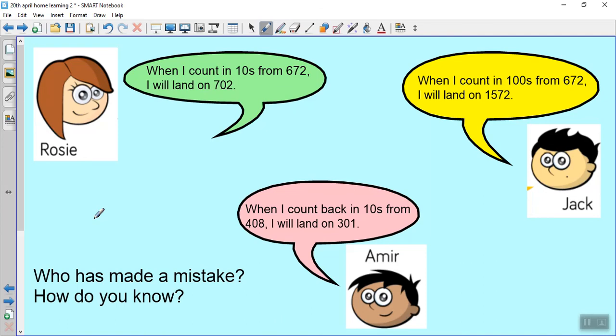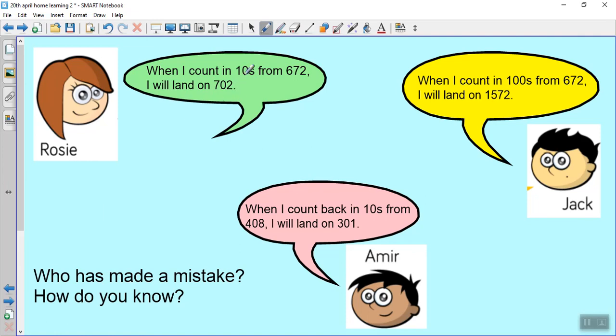Okay, have a go at this one. We're nearly at the end now. Rosie says, when I count in tens from 672, I will land on 702. Jack says, when I count in hundreds from 672, I will land on 1572. Amir says, when I count back in tens from 408, I will land on 301. Who has made a mistake? How do you know?